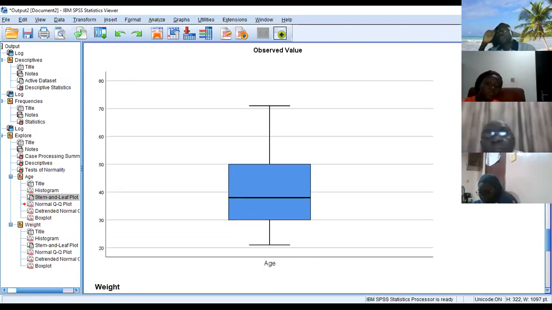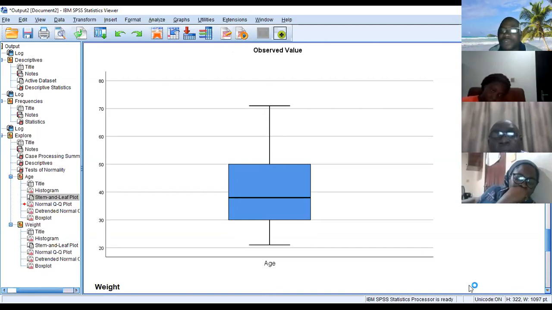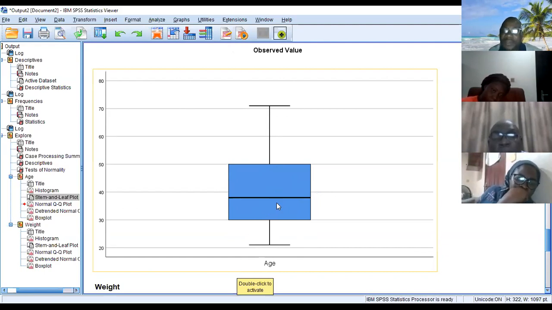Look at this one. This is the box and whisker plot. The line in the middle of the box is the median, the 50th percentile, the second quartile. The lower part of the box is the 25th percentile, which is the first quartile. The upper part is the 75th percentile, which is the third quartile. The lower end of the whisker is the minimum, and the upper end is the maximum.